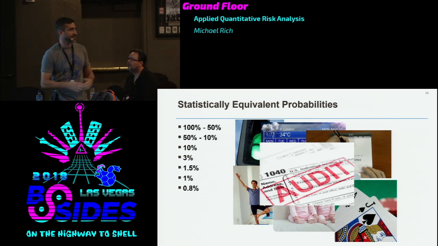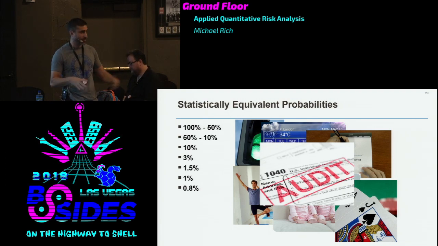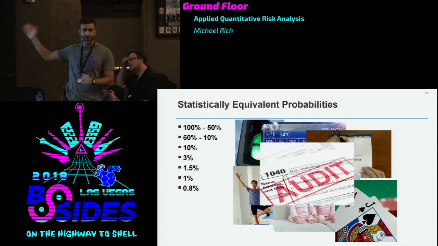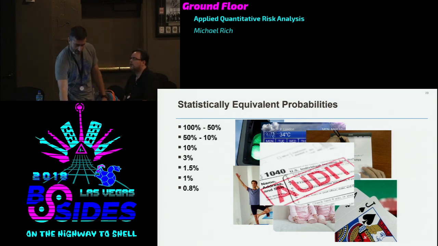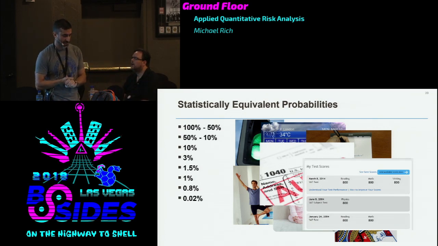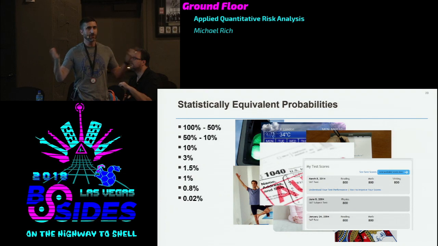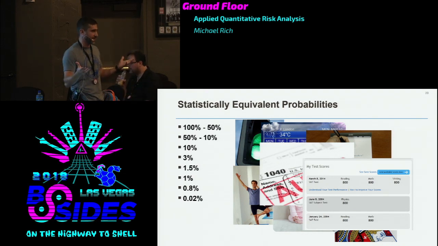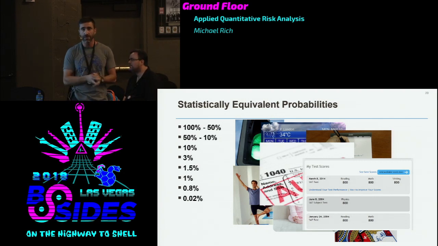0.8% chance of being audited. I don't personally know anyone who's been audited by the IRS, but I know lots of companies have been breached. So if you start seeing numbers like this, you've got to be skeptical. And finally, a 0.02% chance of getting a perfect score on the SAT. Life equivalent probabilities are just a way to think about things when you're picking a probability for your events, or when you look at data that gives you a number, which I'll show you how I do in a minute.